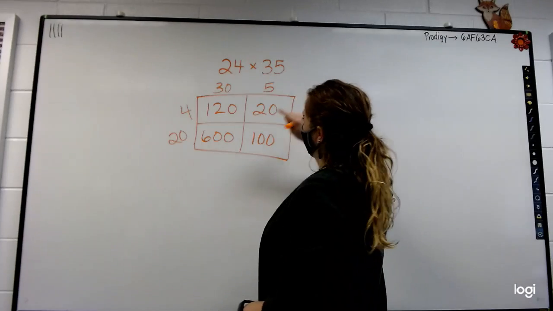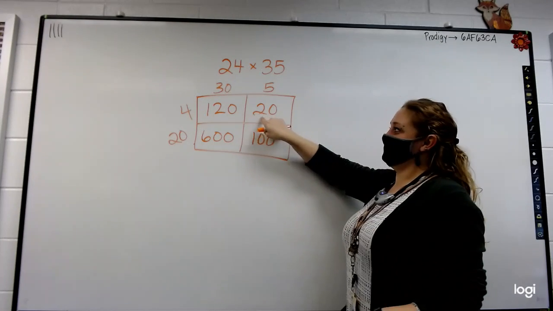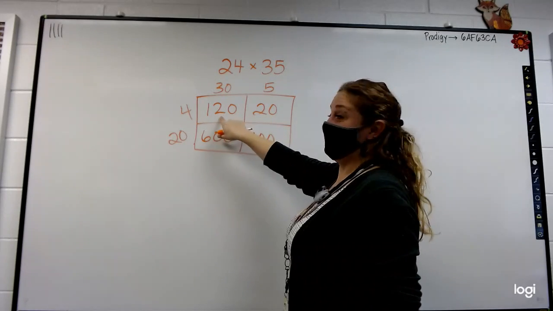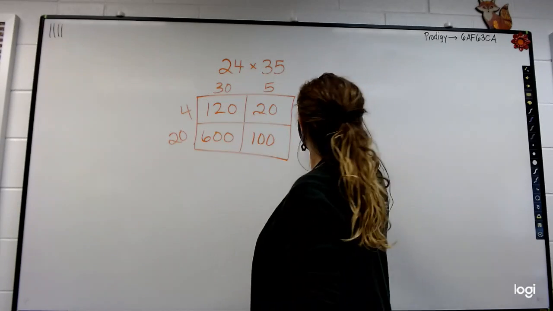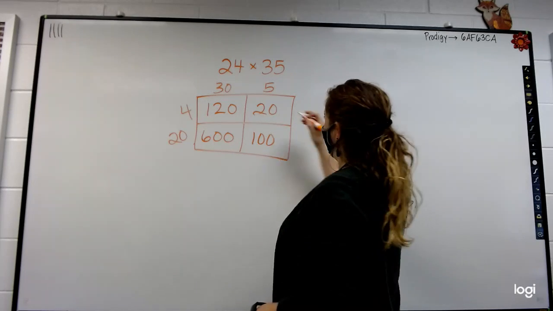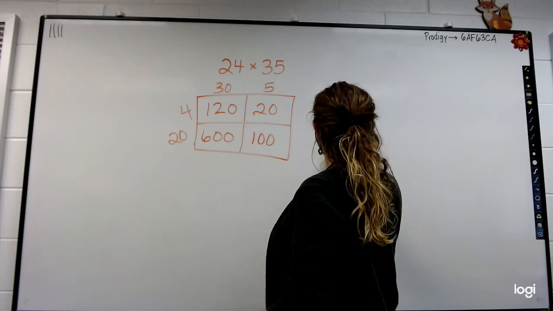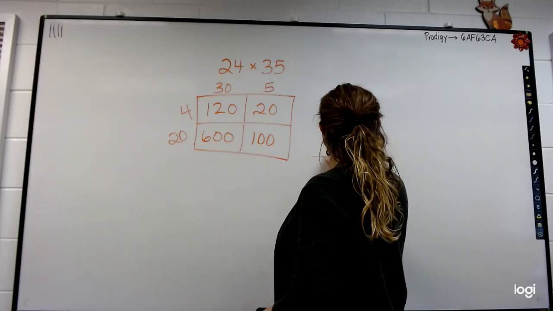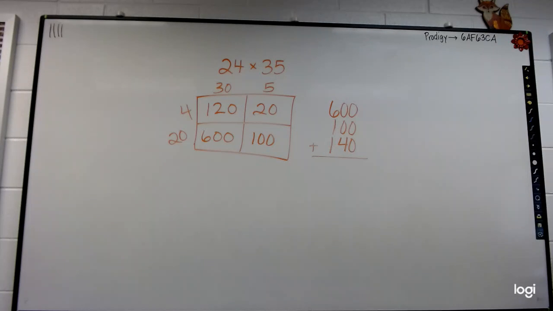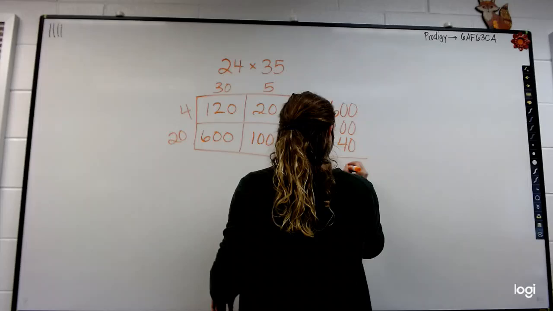Stack them and add them. And what have I told you? Can I combine this 20 into something else mentally? I'm going to add this 20 to my 120 and make it 140. So I've got 600, 100, and I combined these in my head to make it 140. You don't have to do that, but I prefer adding only 3 numbers instead of 4. All right, you guys check my work.